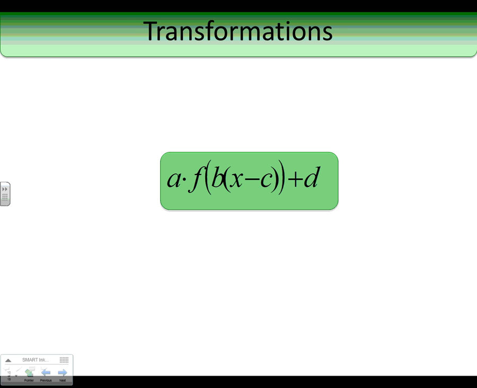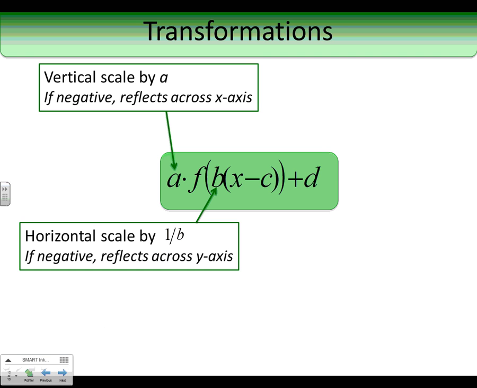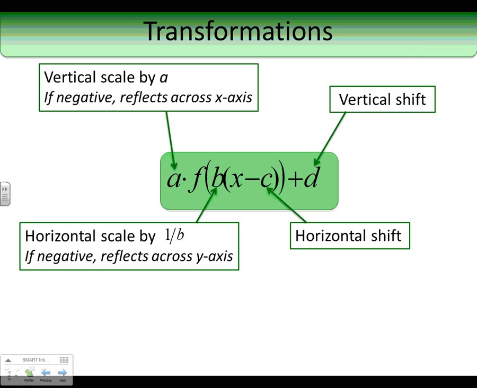When you have a function, your a value on the outside is a vertical scale. So you multiply all the y values by a. If it's negative, it reflects across the x-axis. The b, multiply all of your x values by 1 over b. So we do the opposite of what we see. If it's negative, it reflects across the y-axis. Horizontal shift on the inside of the function, and a vertical shift on the outside of the function. So that's a nice little summary of all of our different transformations. If you want to pause really quick so you can have that written down, you can. So it's nice and written down all in one place if you need that.